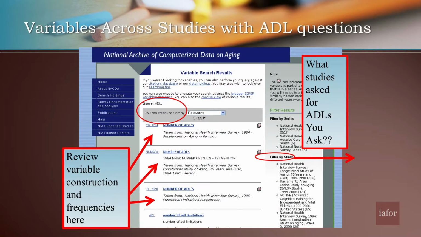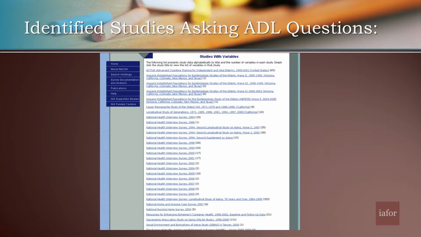And you can do this for any variable: depression, prejudice, ADLs, etc. So it's quite a powerful tool. So if you were looking for ADLs, activities of daily living, we've got 763 independent variables. So again, what studies ask questions on ADLs? Well, again, you go through there, and each one of these will link you to the variables within the study that address these specific topics. So you can move very rapidly through a lot of data.